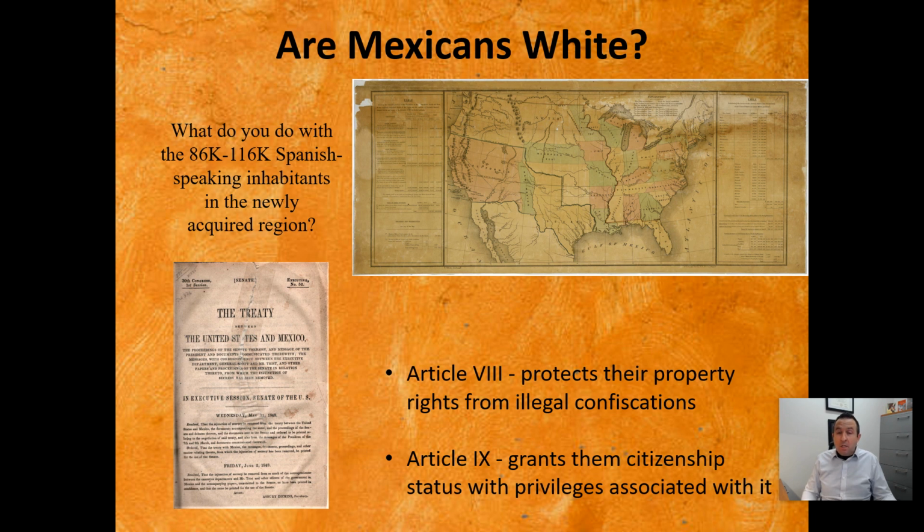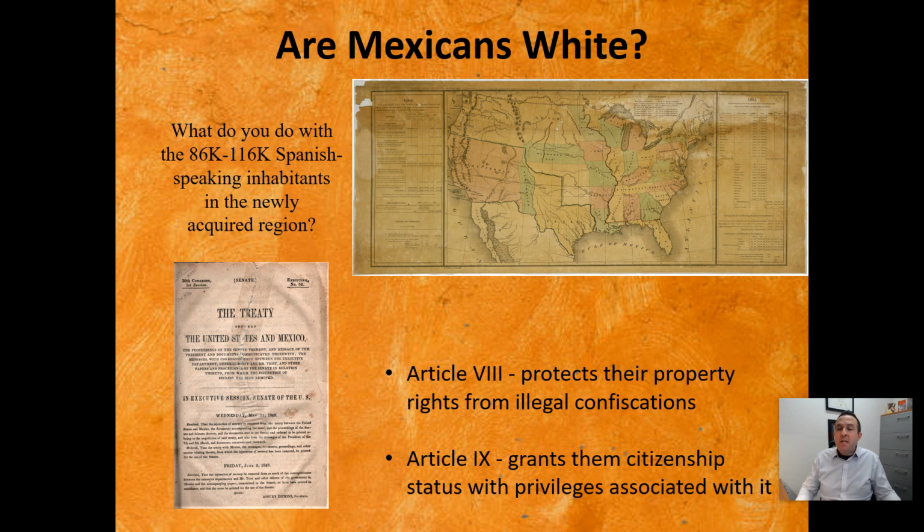But that means still about 100,000 former Mexican nationals stay in the territory that was theirs, their homes, their property. They don't go further down south into Mexico. They stay in what is now the United States. And so 2 of these articles were directly aimed at them. Now, those 3,000 that left, they're under Mexican rule now, no big deal. But for the approximate 100,000 who remain, Article 8 protects their property from illegal confiscation.